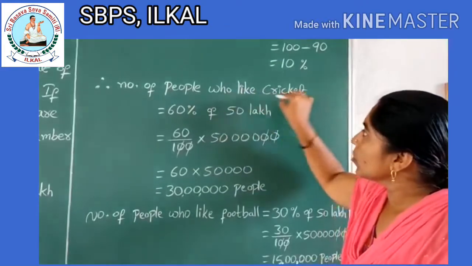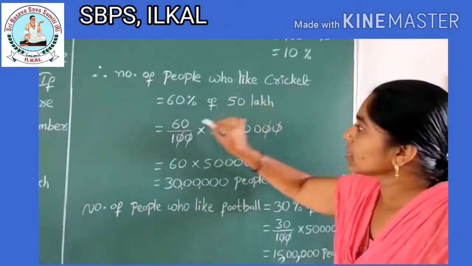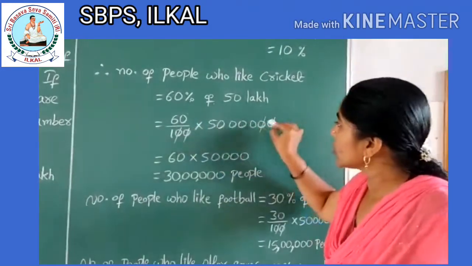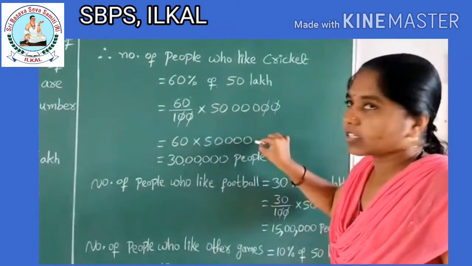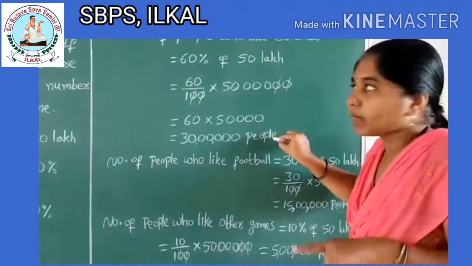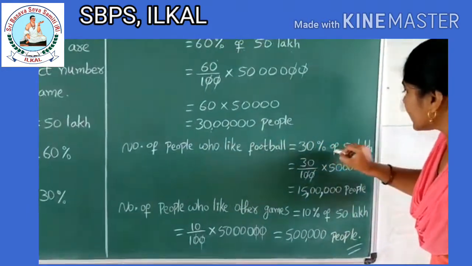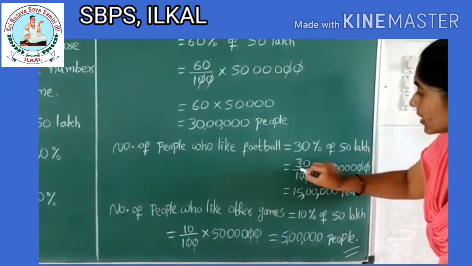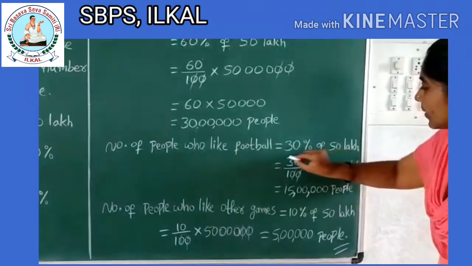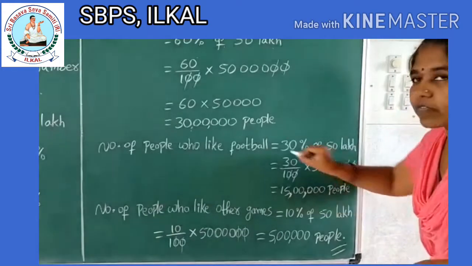Therefore, the number of people who like cricket is equal to 60% of 50 lakh. Students, 60 by 100 into 50 lakh, write it in standard form and strike out the zeros. Then 60 into 50,000 gives 30 lakh. 30 lakh people like cricket. Number of people who like football is equal to 30% of 50 lakh here. 30 by 100 into 50 lakh, children, strike out the zeros and multiply the remaining terms. Then 15 lakh people like football.